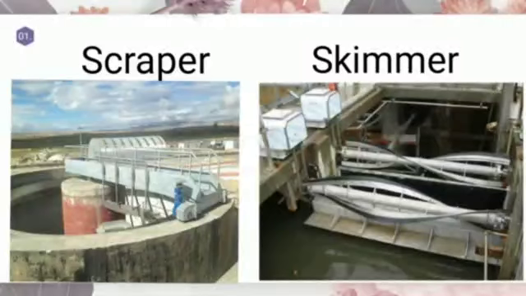First, in the bar screen what will happen, only big objects, large objects like racks, sticks, cans, then plastic packets, napkins, these all are removed. Okay, after that when water goes to the grit and sand removal tank, the speed of the incoming water is decreased, and because of that sand, grit and pebbles, these all things settle down at the bottom.